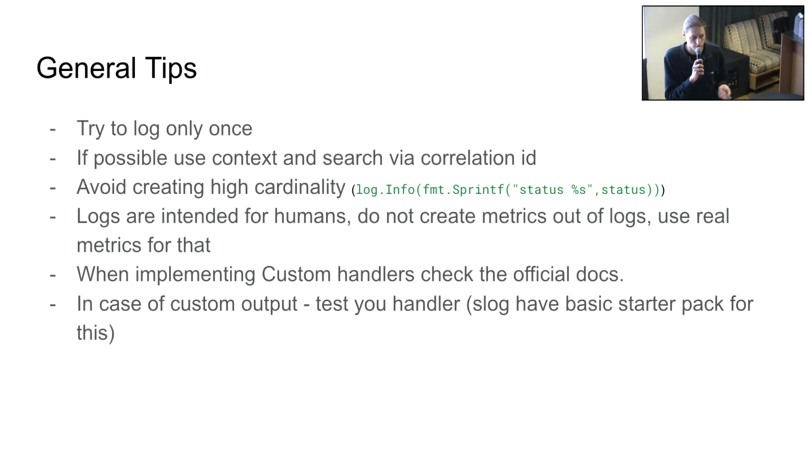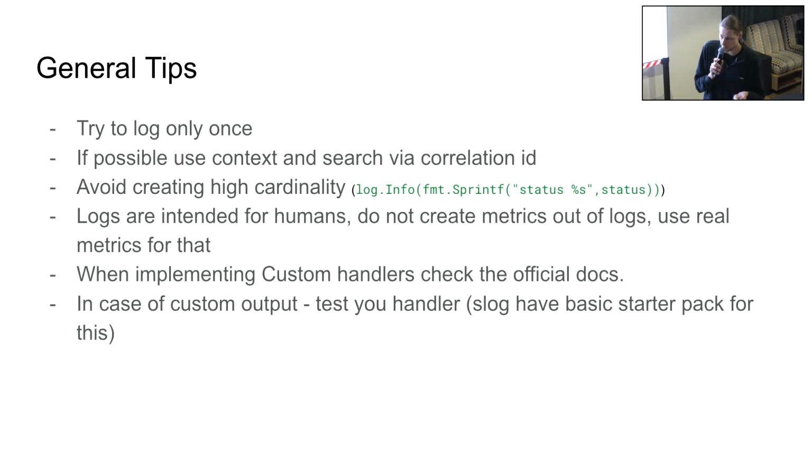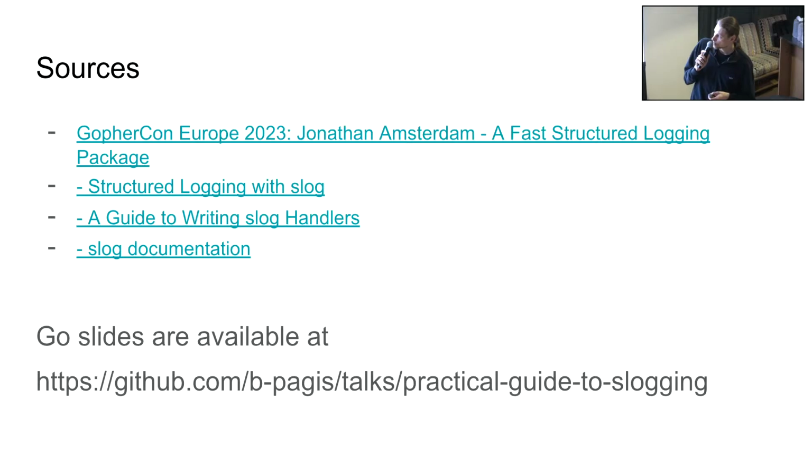When you're implementing custom handlers, check the official documentation. There are a lot of tips on how not to shoot yourself in the foot. And if you want to have your custom output like YAML or something fancy and not just a default logger, if you have the need for that, you can have a custom handler, but you need to write your own parser for that. But slog gives you a basic starter kit for this. For example, you can pass your handler to slogtest TestHandler, and it would check if your parser accepts your log. So yeah, that's it from my side.